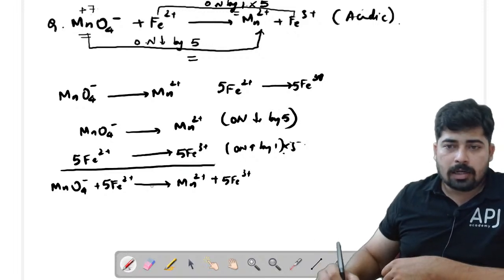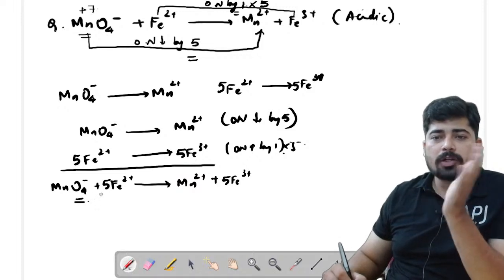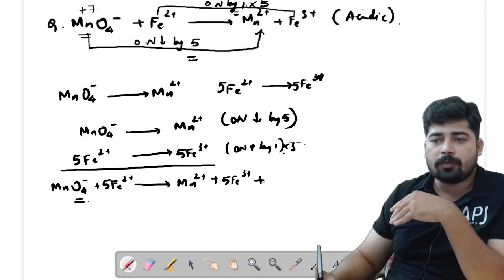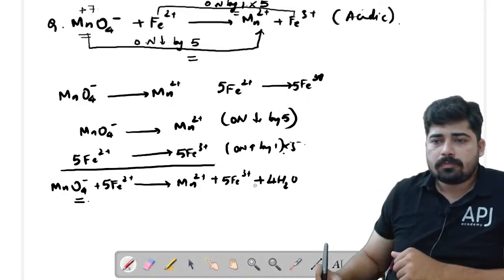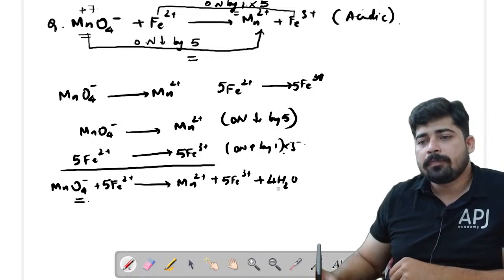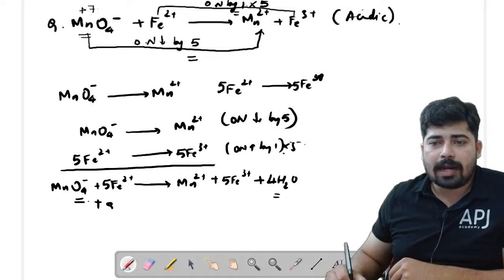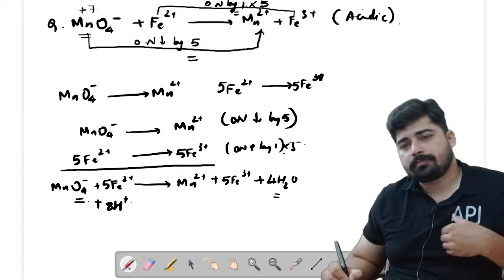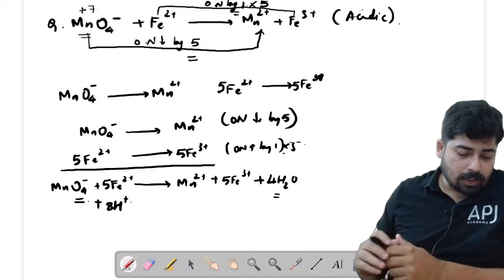Okay. Now see here, there are 4 oxygens. In order to balance 4 oxygens, I have to add 4 water here, 4 H2O. Okay, now oxygen is balanced. Now here there are 8 hydrogens. So in order to balance hydrogen, I have to add 8 H+ here on the LHS. Now elements are balanced. Now check for the charge.